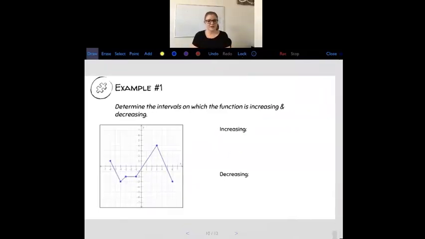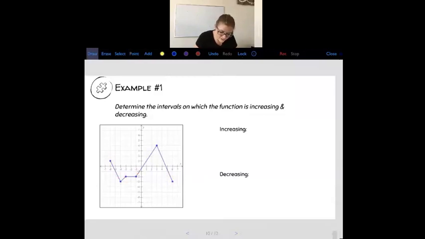So with example 1, determine the intervals on which the function is increasing and decreasing. You read this graph from left to right. So for instance, if I start at the left, it's going down, so it's decreasing, up is increasing, flat means that the function is constant, increasing, decreasing. If you would have read the graph from right to left, it would have been backwards. So for instance, you would have gone increasing, decreasing, constant, decreasing, increasing, which is not correct. Read it from left to right.